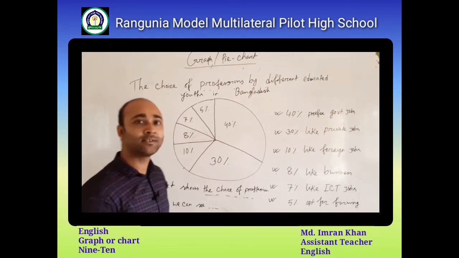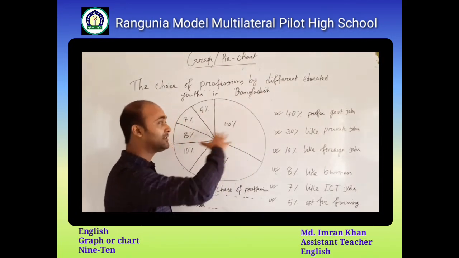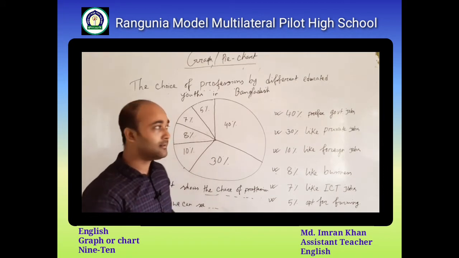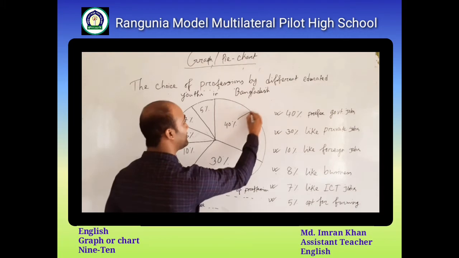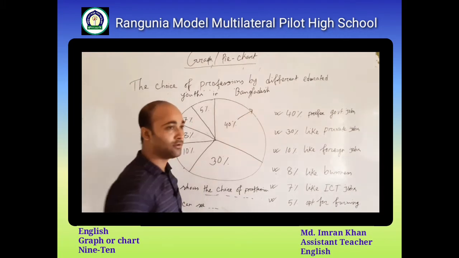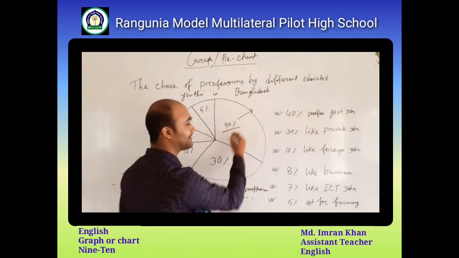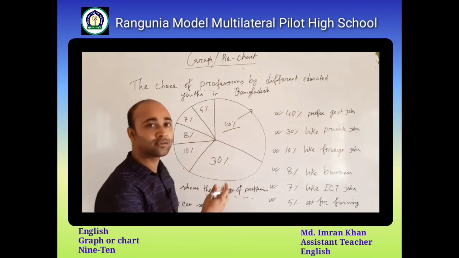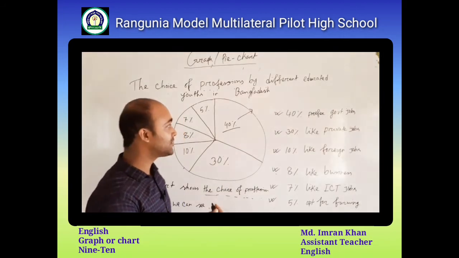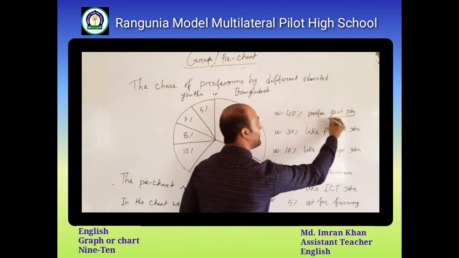Then you have to highlight the main focus point of the chart. How can you highlight? This is actually given in the chart. First of all, you have to highlight the very first portion, which is the highest portion of the chart. We can see 40%. That means you have to start with this portion of the chart. What is this? This is government job.